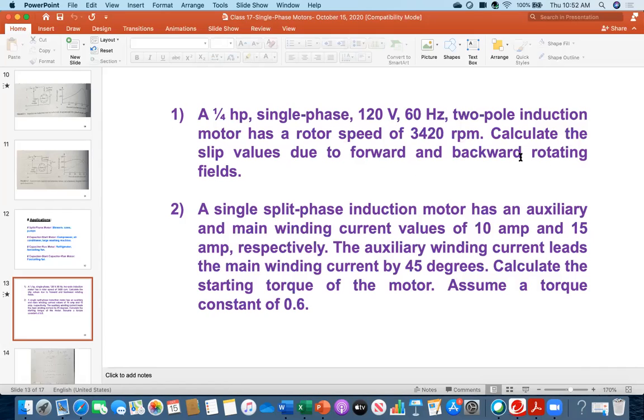For the forward slip, you all know the slip equation that you have learned so far in the case of the three-phase induction motor, and today we discussed it. But the backward field slip is 2 minus S_FD, meaning 2 minus the forward field slip. Then let me know what values you are getting. Everybody, please solve this one. Let me know what slip values you are getting due to the forward field and what slip values you are getting due to the backward field.